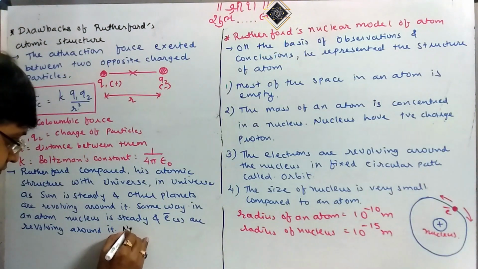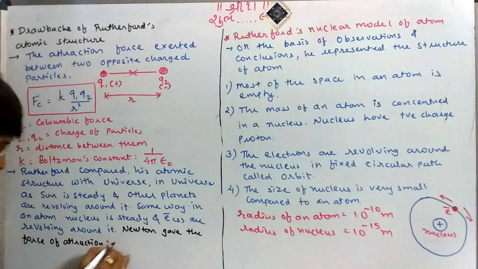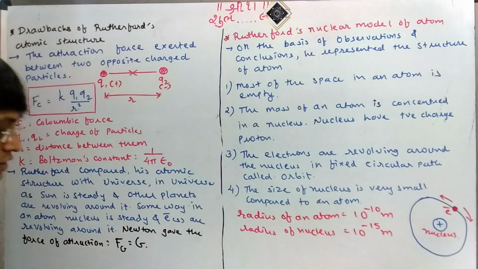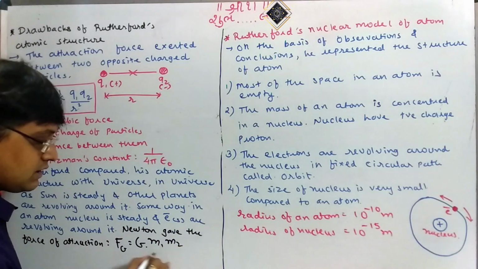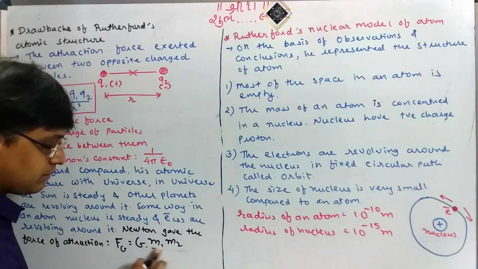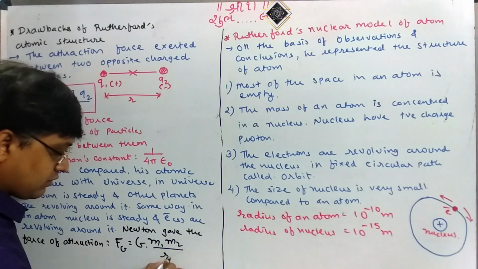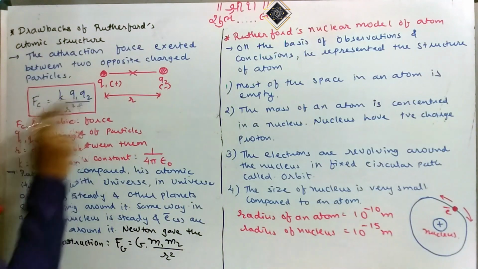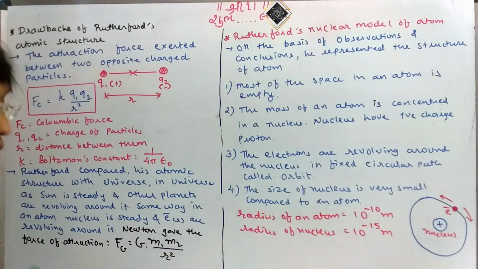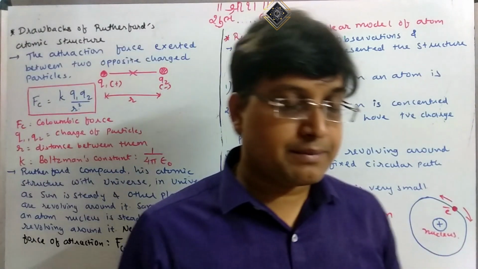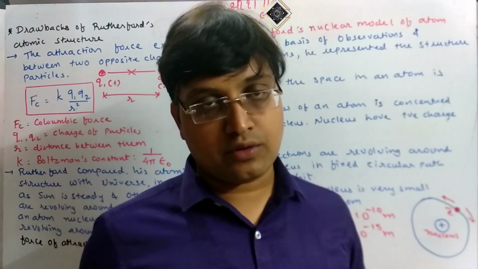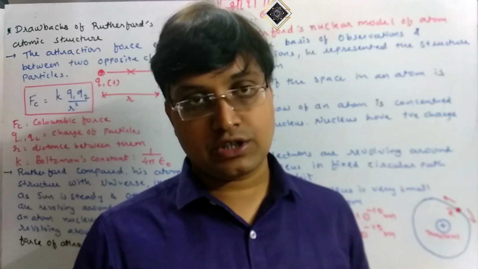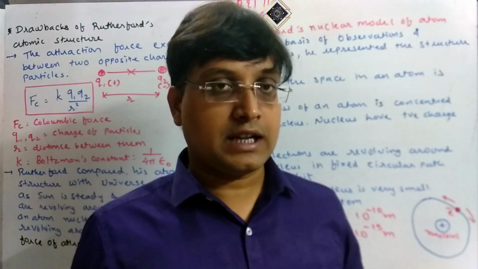Newton gave the force of attraction, that is Fg, the gravitational force, equal to G, the gravitational constant, times m1 m2, the masses of planet 1 and planet 2, upon r square, the distance between them, which shows similarity with the Coulombic force. So what happened? If we accept the model given by Rutherford, then he failed to explain the Maxwell theory of electromagnetic radiation, that we will see in a next lecture.